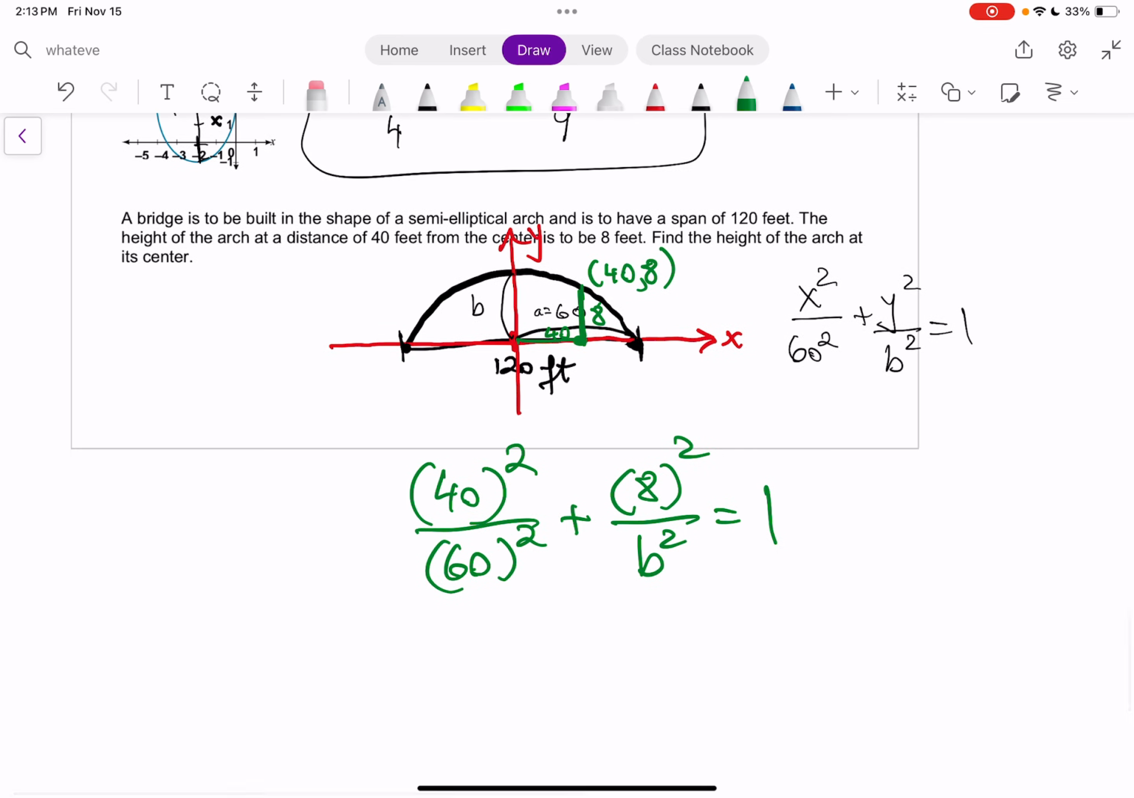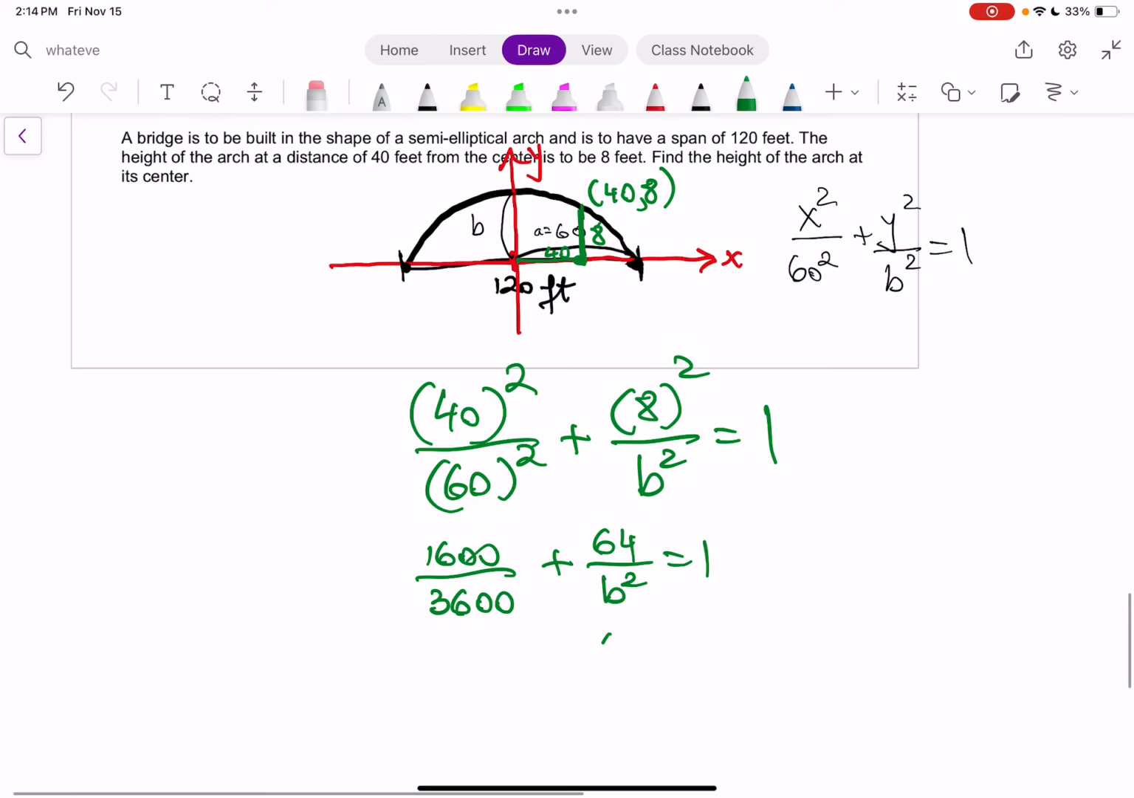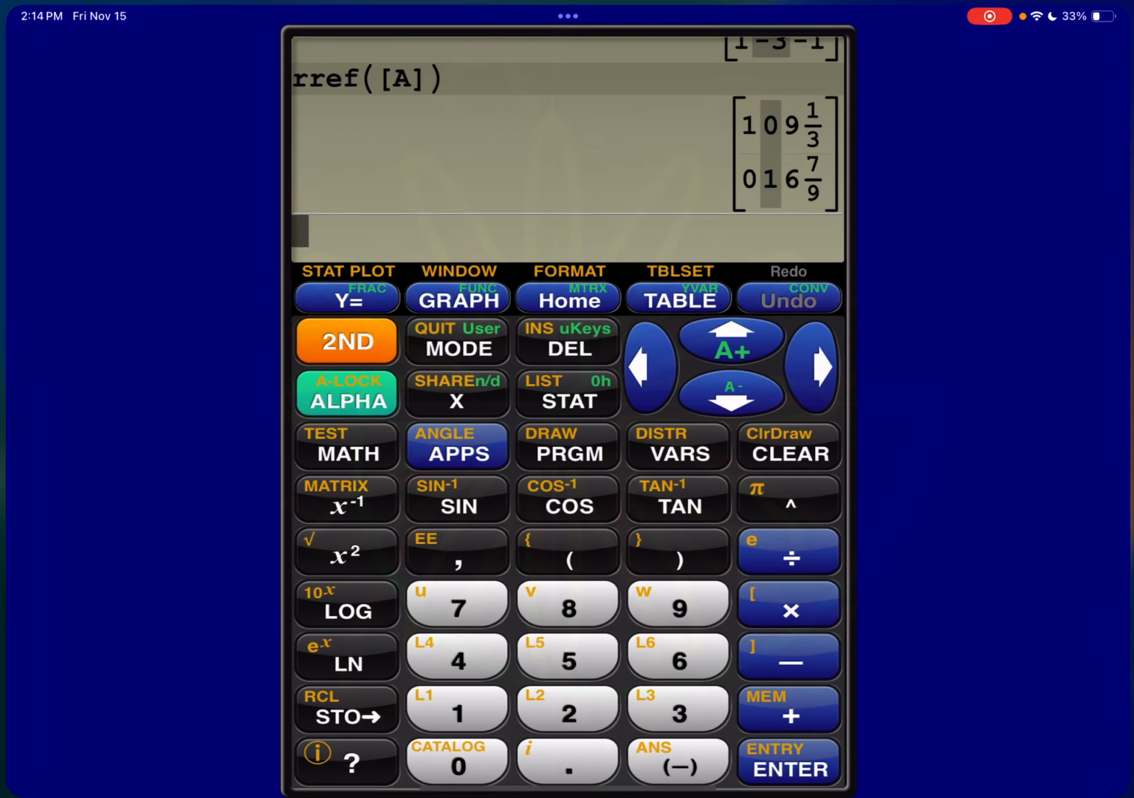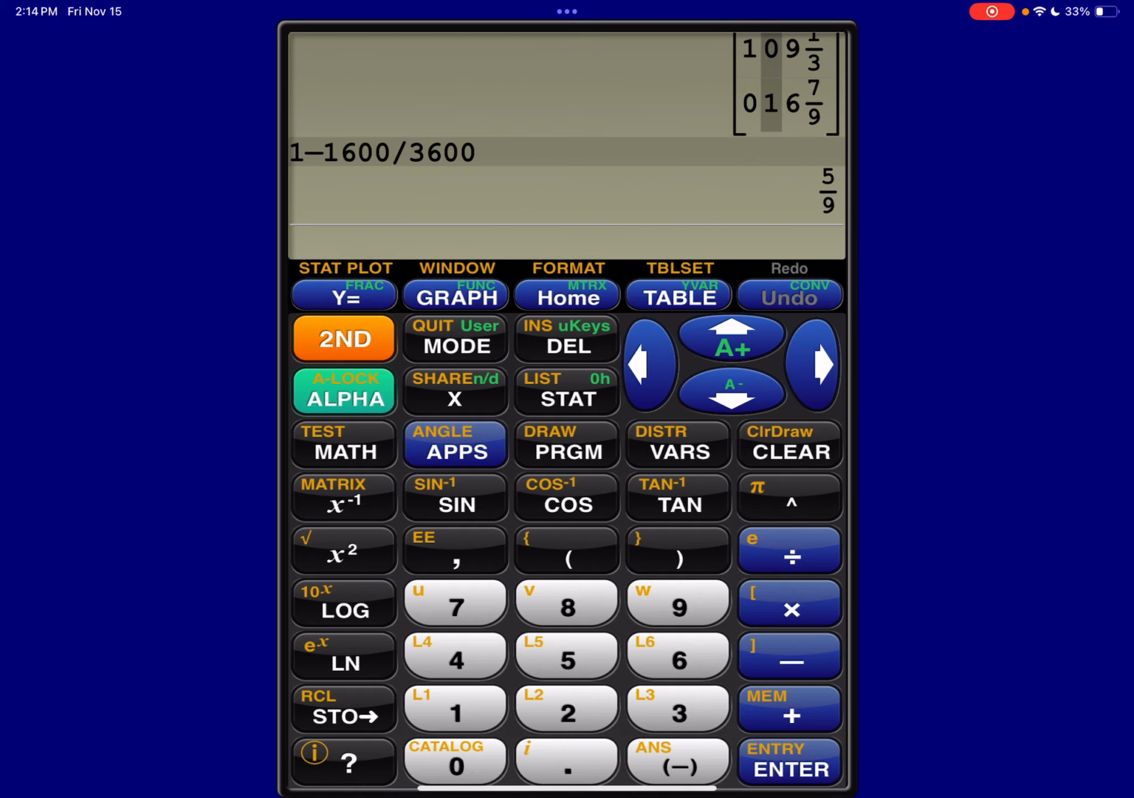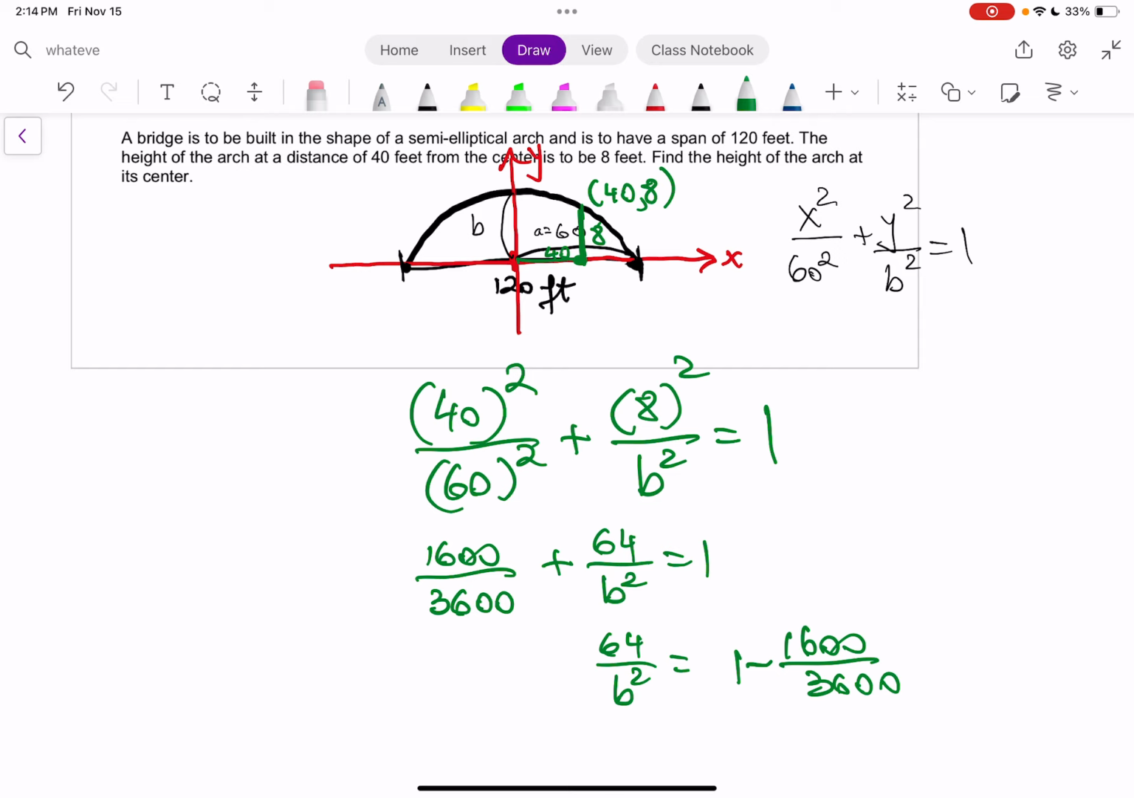Okay, so that's 1600 over 3600 plus 64 over b squared is equal to 1. I'm going to subtract the 1600 divided by 3600 from both sides. And so I'll get 5 over 9. Great number.